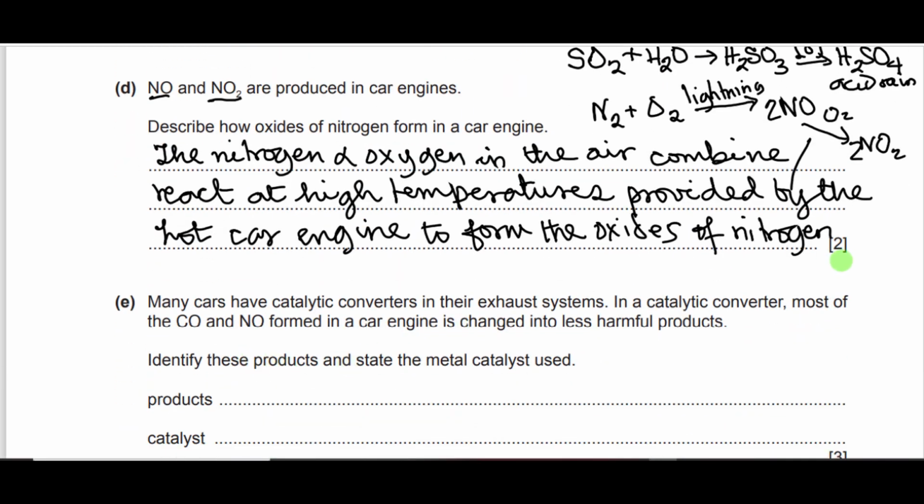Alright, how do you earn these 2 marks? 1 mark is for the source of the nitrogen and oxygen, that's air. Most students make the mistake of thinking that the nitrogen used in forming the oxides of nitrogen in a car engine comes from the fuel. The nitrogen does not come from the fuel, it comes from the air, and of course oxygen is needed for the fuel to undergo combustion. So the source of the oxygen and nitrogen, which is air, will give you 1 mark, and then the high temperature of the car engine will also give you 1 mark.